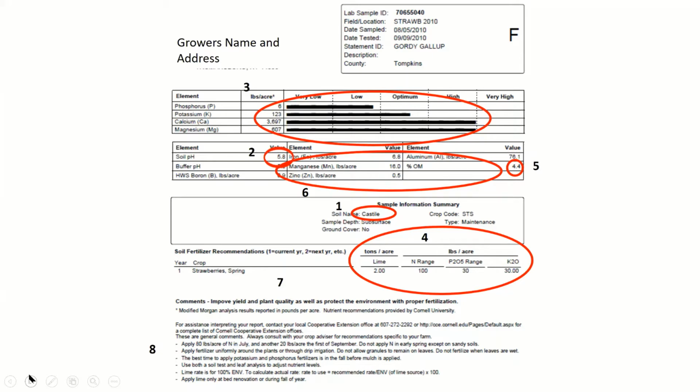First of all, the web soil survey, which I hope I'm going to be able to show you. But from that survey, one of the first things you'll get, and there, can people see that little arrow? Yeah. Okay. So number one is the soil name, and in this particular case, it's called Castile.